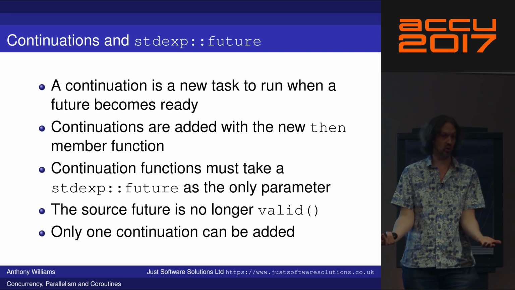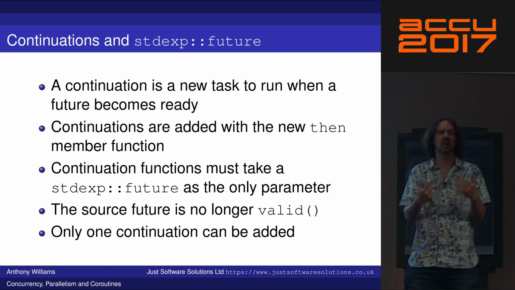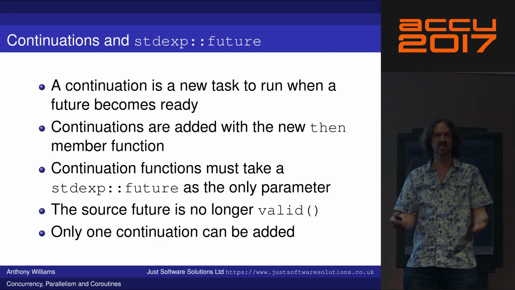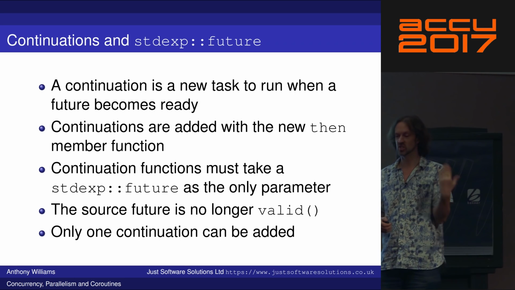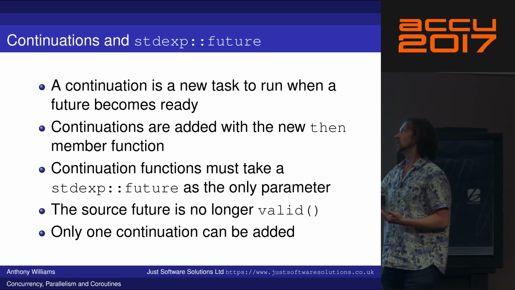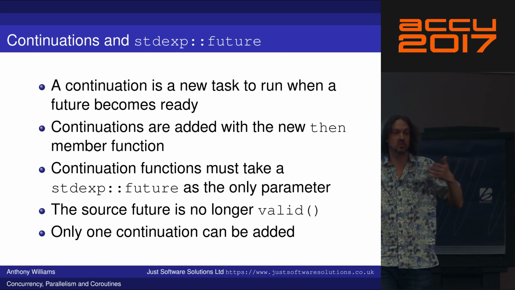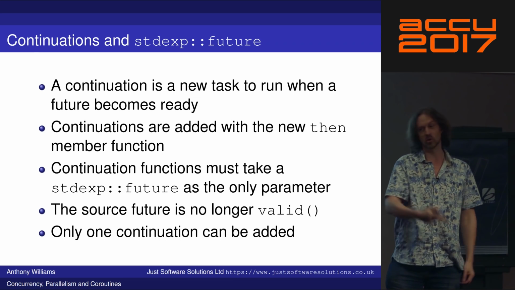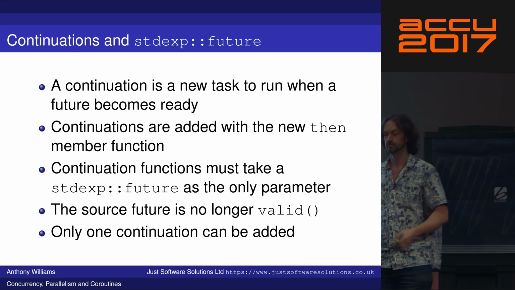And so you don't have any blocking, which is great for lots of people. You don't have any threads sitting there doing nothing, occupying whatever. You've got your task scheduled in the background. So conceptually, you want to do the original task, and then you want to do the next task. And so the member function for doing this is called then.